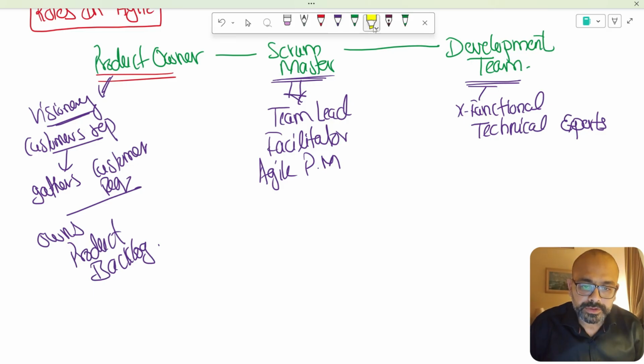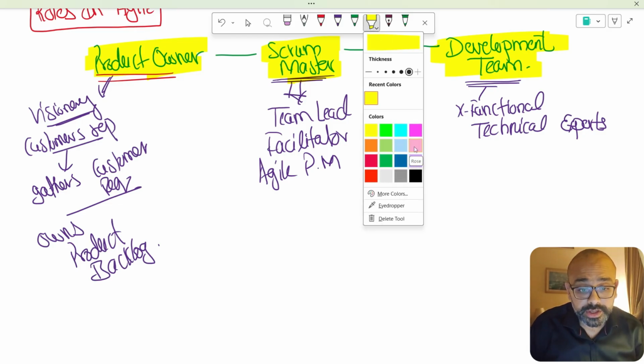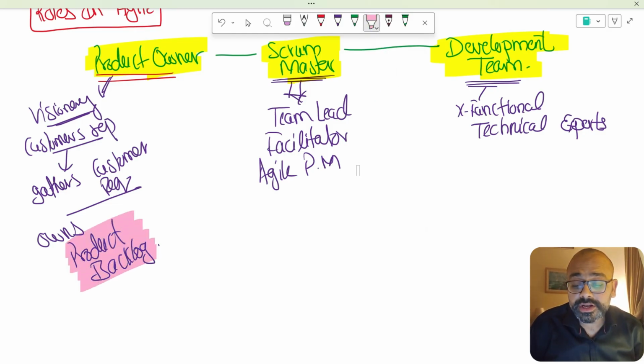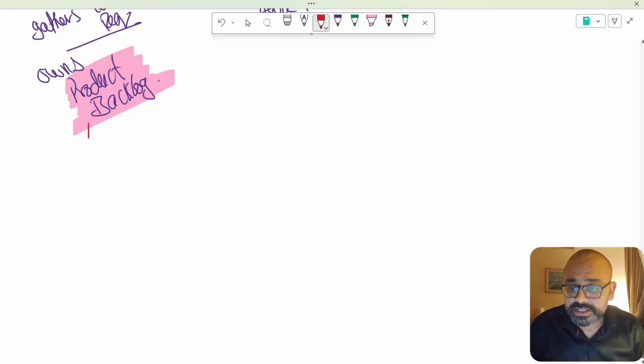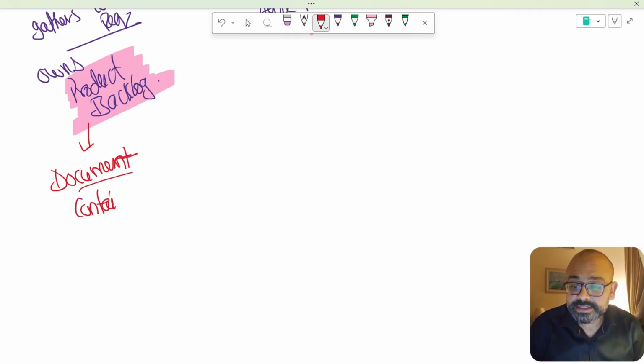Right? So now we have gone through three distinctive roles: the product owner, the scrum master, and the development team. Then I will start with the next word over here, which is the word that I have already written, the word product backlog. What is a product backlog? A product backlog is a document, of course. This document contains product requirements.